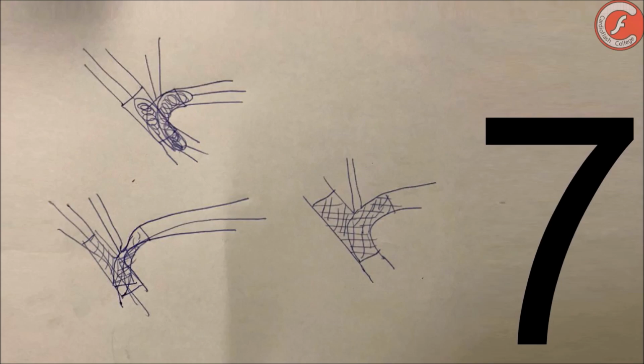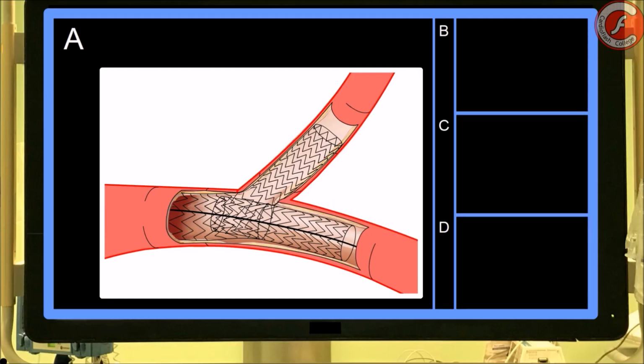Step 7. The caliber is adjusted to the proximal portion of the second stent with a new POT.